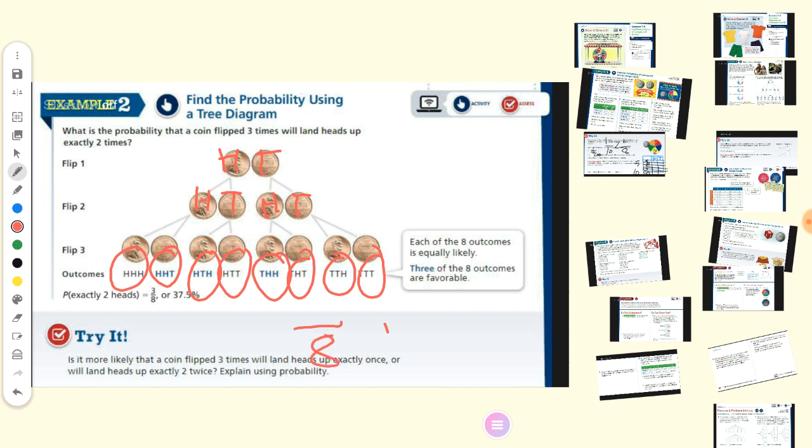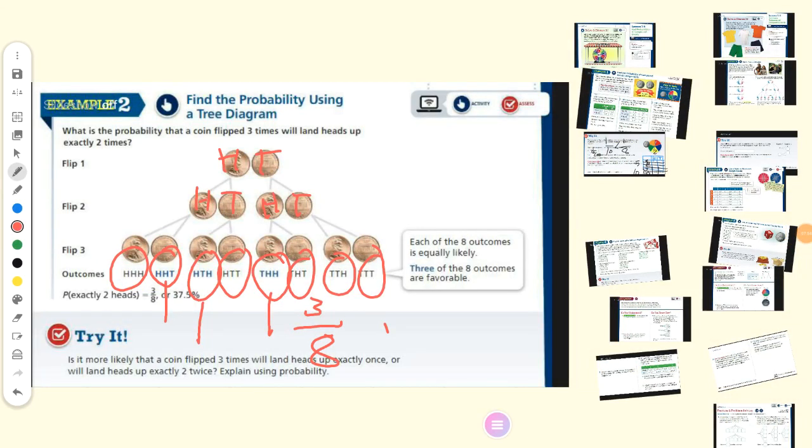I need the probability of getting exactly 2 heads. Exactly 2 heads. How many have 2 heads? 1, 2, 3. So it's 3/8. So this is how to calculate the probability. Okay.